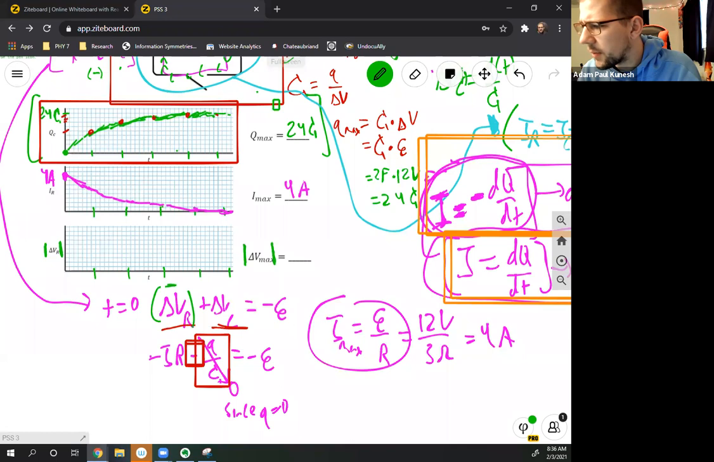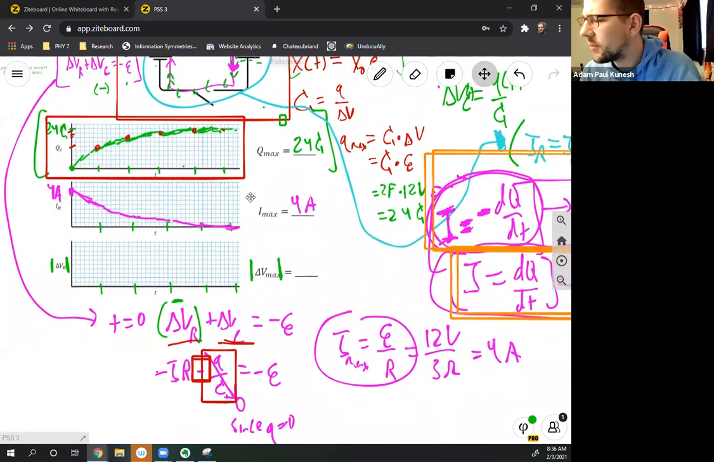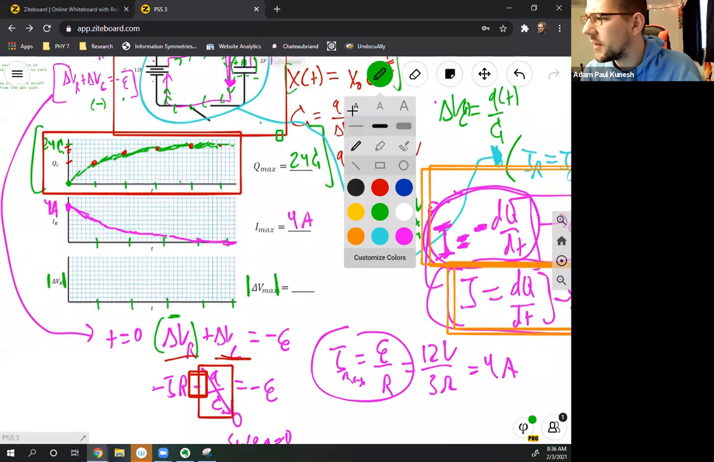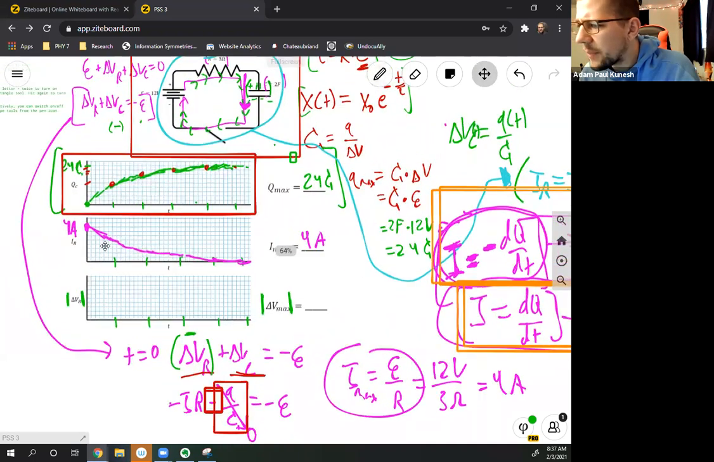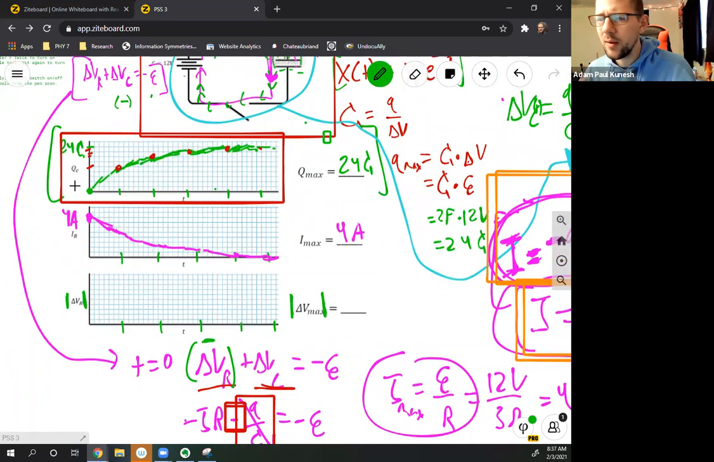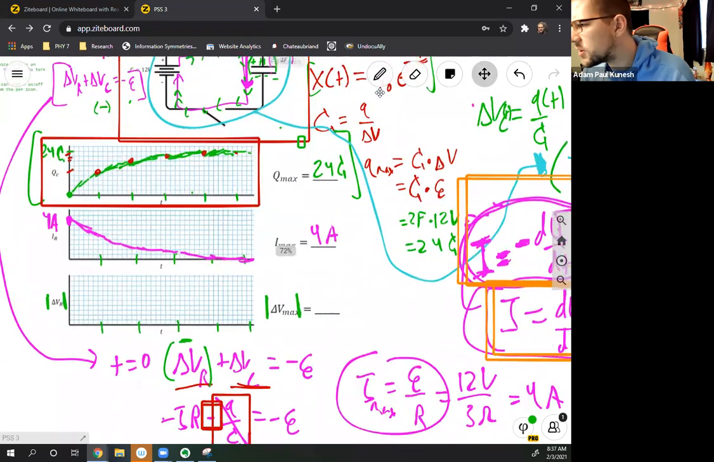This is going to be a negative number. So what I'm going to plot is the magnitude of the change in voltage across the resistor, and we'll see what the solution says. Initially, on the resistor, I see a bunch of current coming through me, so I absorb lots and lots of voltage. Initially, I absorb all 12 volts, all 12 volts as the resistor.